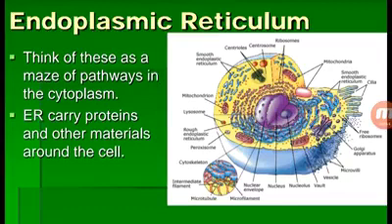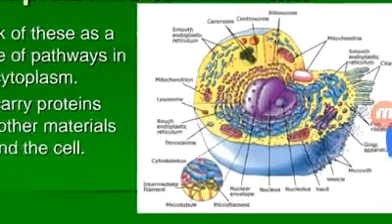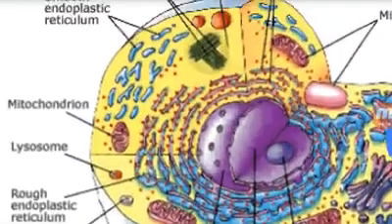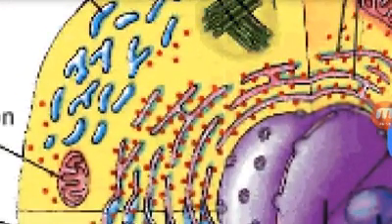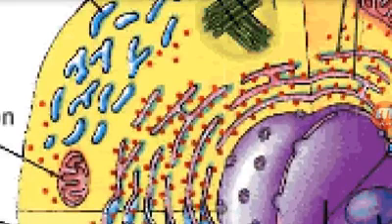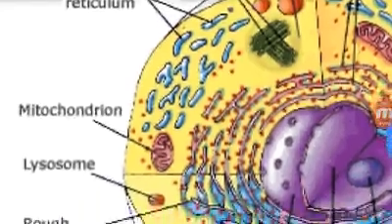What makes the rough endoplasmic reticulum rough is the presence of the ribosomes that are sticking on them. Okay, as you can see, this one, the red stuff. You can see the red dots here. Those are ribosomes that are sticking on the rough endoplasmic reticulum. There you go.